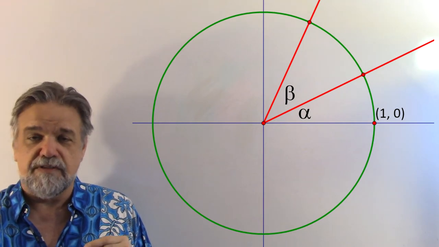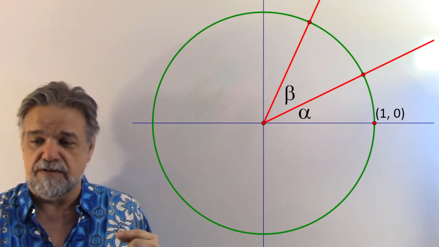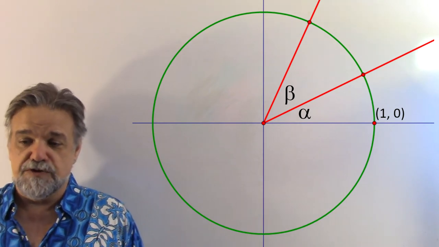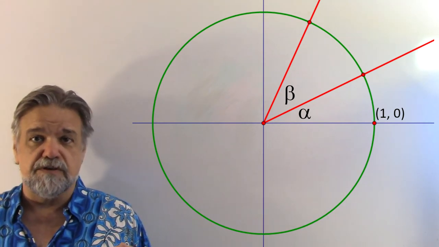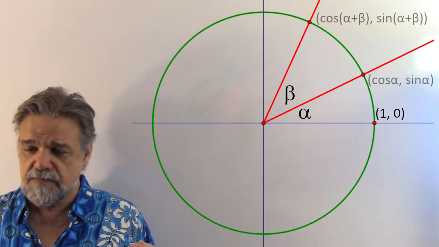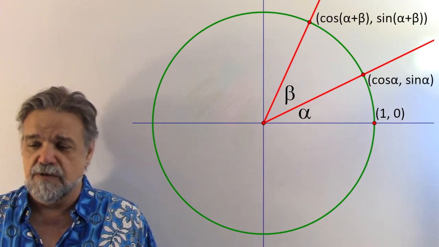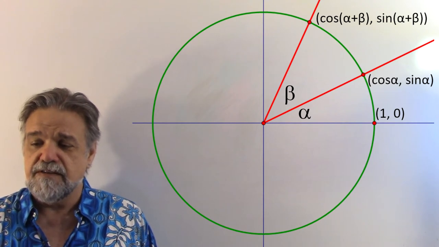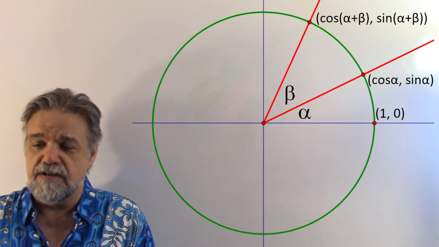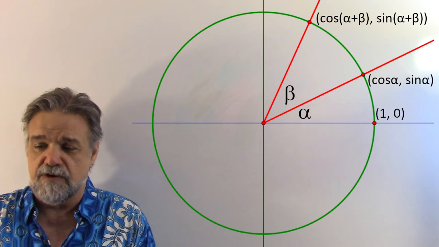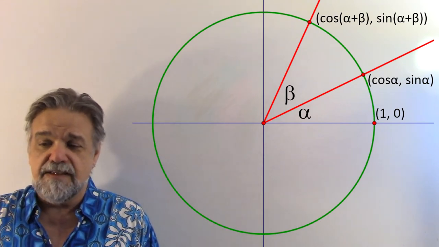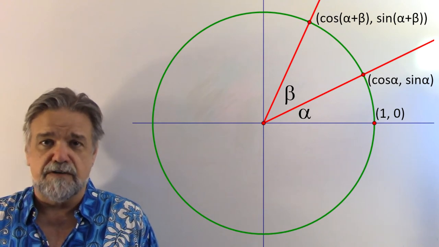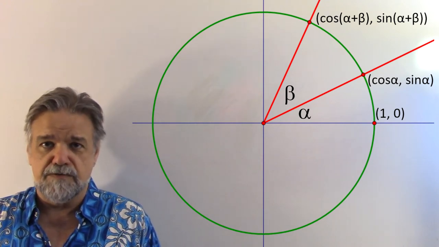So the angle that's written in standard position, the top one, is actually alpha plus beta, which is why we have the particular coordinates that we do. We have the point (1, 0), and then where alpha hits the unit circle, that's the point (cosine alpha, sine alpha). And then the other point there is (cosine of alpha plus beta, sine of alpha plus beta). We doing all right so far?